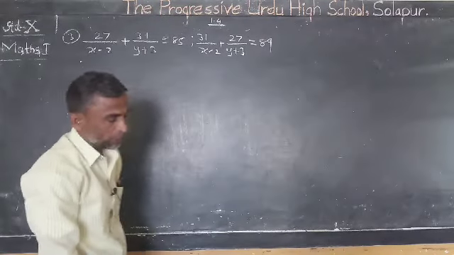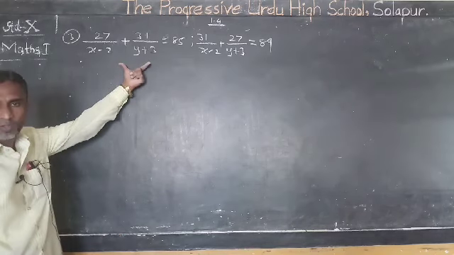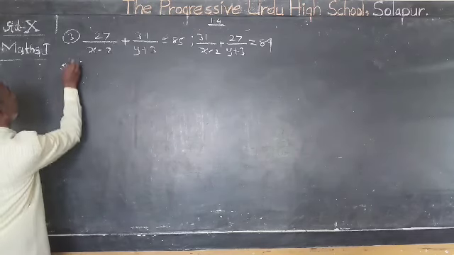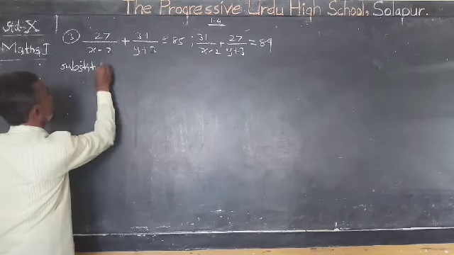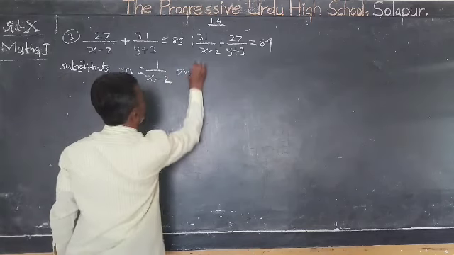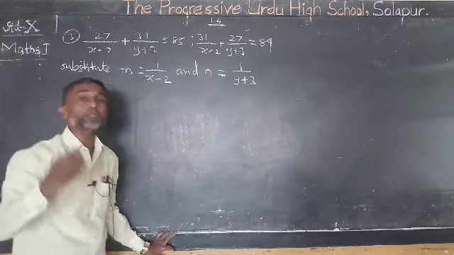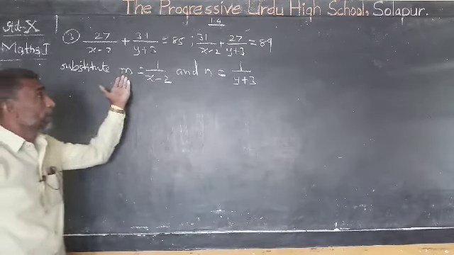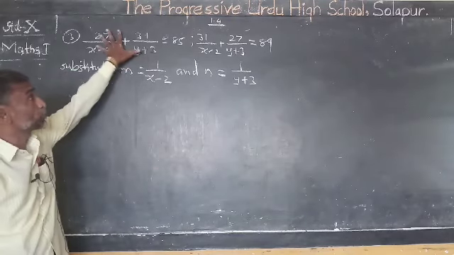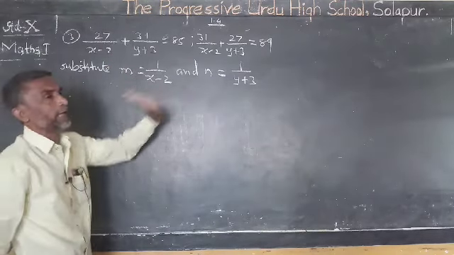So now I am going to take example number 3 from 1.4. Look at the blackboard. These are the two equations which are not simultaneous equations. I am going to convert them. Substitute m is equal to 1 upon x minus 2 and n is equal to 1 upon y plus 3. You can use any variable. It is not necessary that we should use m or n. You can use a and b, x, y, or any variable other than the variables used in the given example. Here I am using m and n.